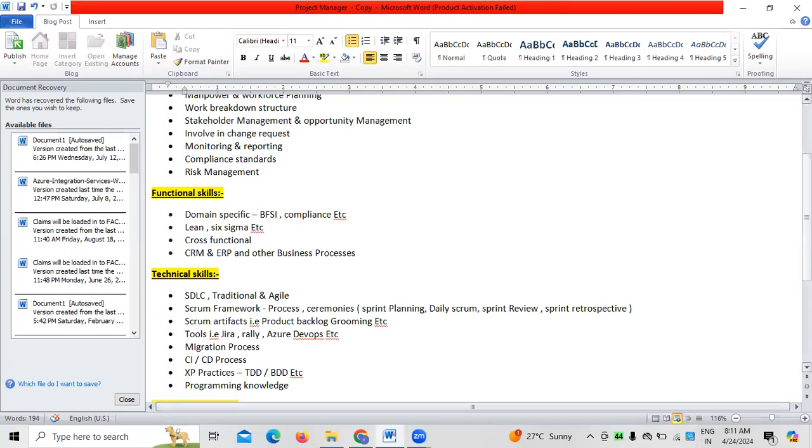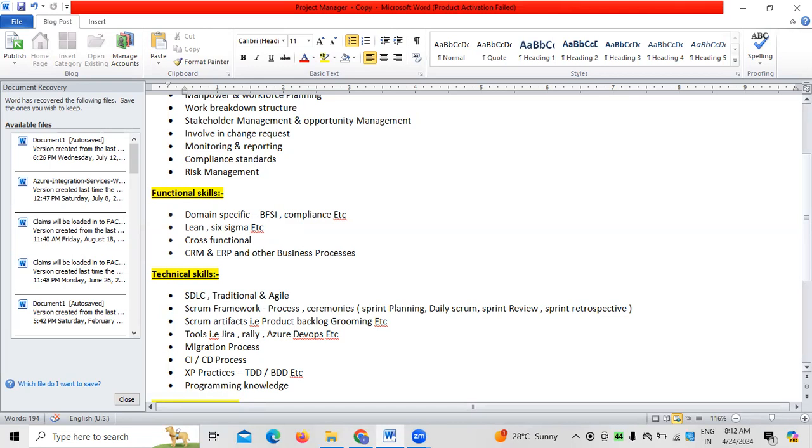So before the technical skills, one needs to have some functional skills. Either it can be domain specific, like BFSI, that is banking, financial services, insurance, healthcare, compliance, at the same time legal, construction, right? Oil and gas, travel, telecom. So one domain or one or two domains, depending on the experience we have. It's always helpful, because along with project management experience, one domain experience will always be helpful to us.